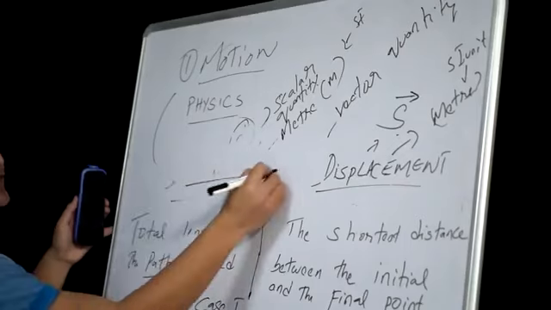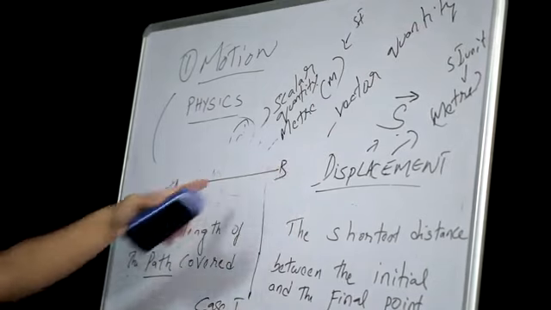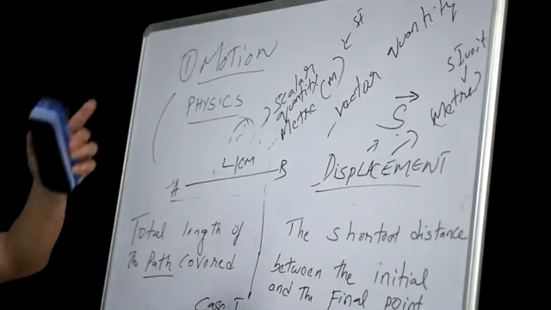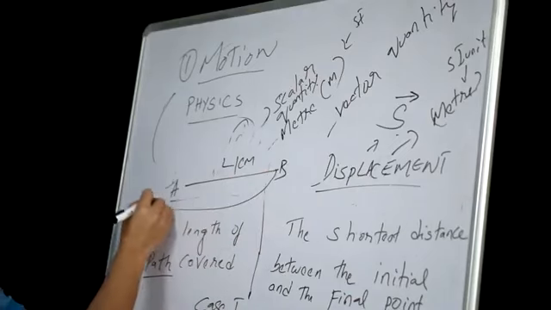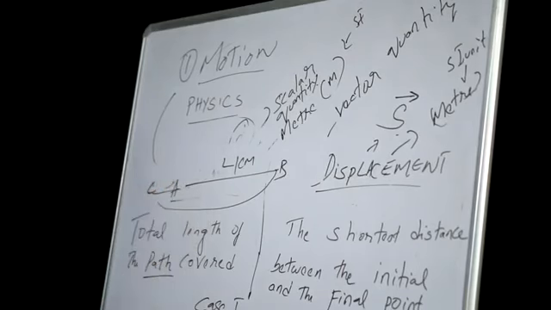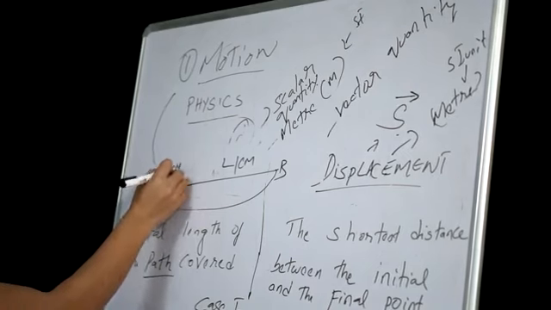Now let's take this straight line here, A and B. From A till B, it was 4 centimeter. Clear? But now you're coming back, and you have stopped at point C. So what will be the total displacement in this case? So let's say that this is 1 centimeter.